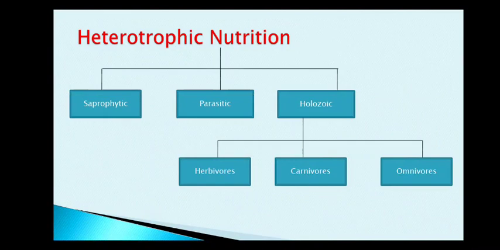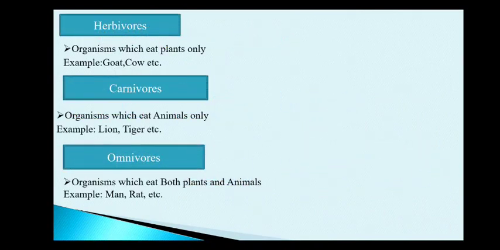There are three types of holozoic nutrition. Based on this, organisms can be classified into three types of animals, namely herbivores, carnivores and omnivores. We'll discuss each in detail. Herbivores. What do you mean by herbivores? These are the organisms which eat plants only. They are said to be plant eaters. Examples are goat, cow, etc.